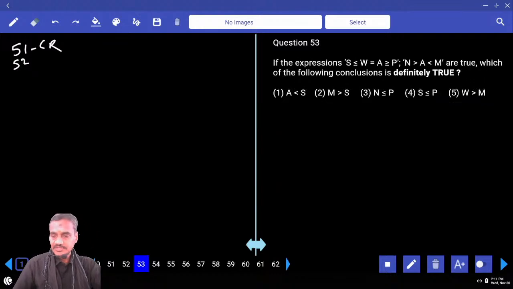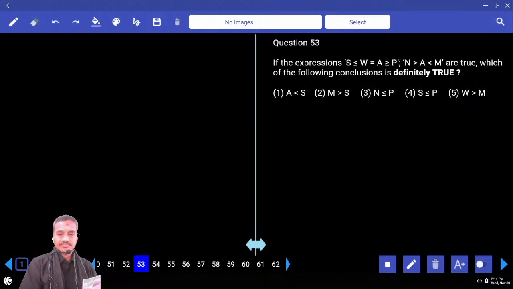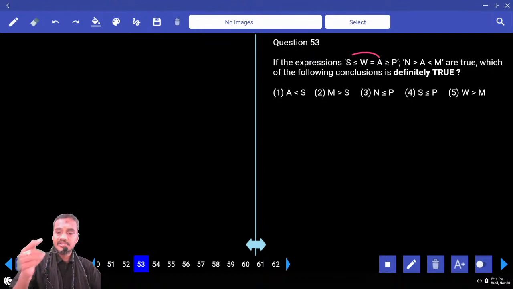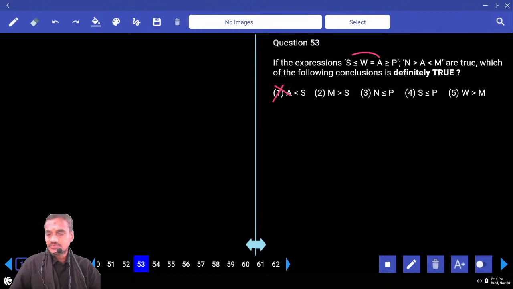Next one, 53. In this question number 53, it is the first priority. In the given expression, which is definitely true or not? Tell me what your answer is. Definitely true. Now A and S. S is here, A is here. S lesser than or equals to A means A greater than or equals to S. Lesser than S is false.